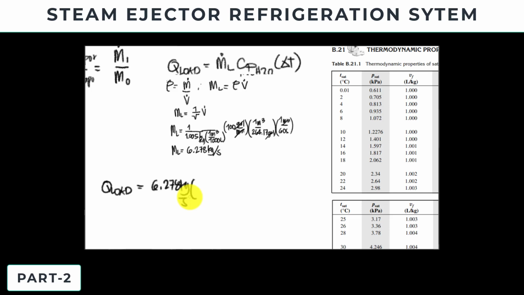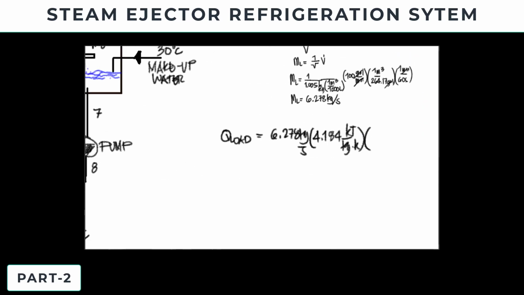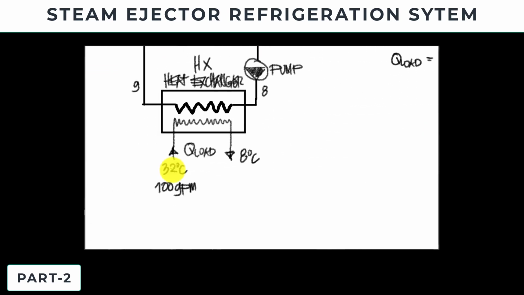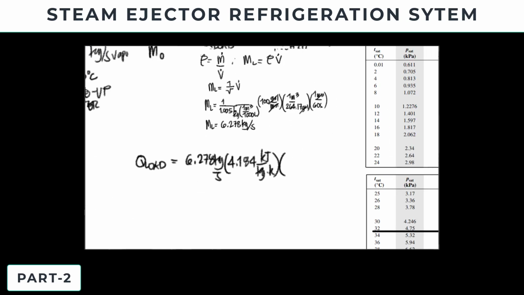Then multiply by the specific heat of water, which is equal to 4.184. So this is kilojoule per kilogram Kelvin. Then the change in temperature. Now, referring to the earlier part, initially the water enters at 32 degrees Celsius and we want to lower the temperature to 8 degrees Celsius. So we have the change in temperature. T final will be 8.